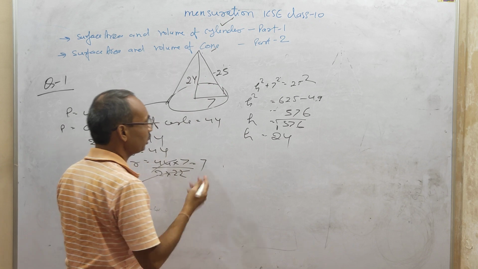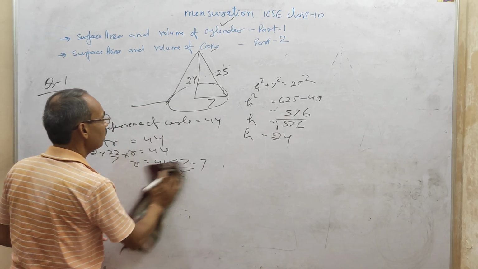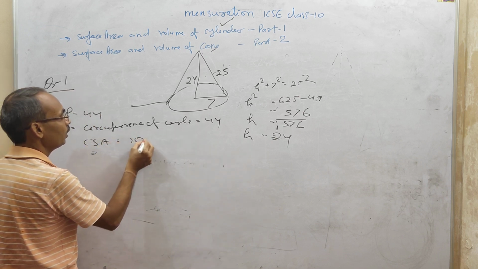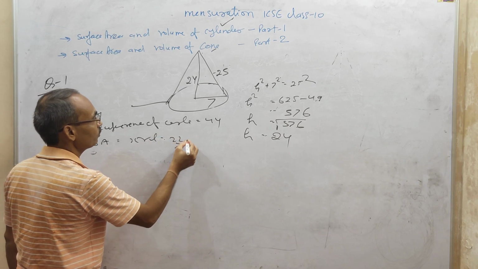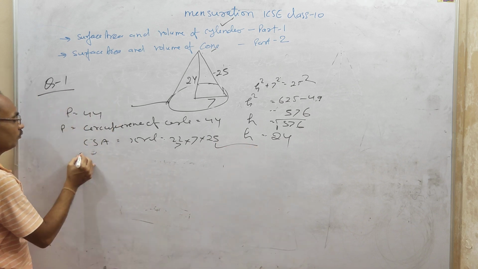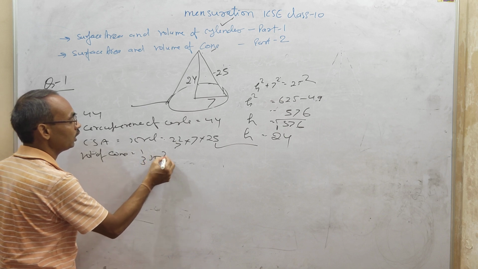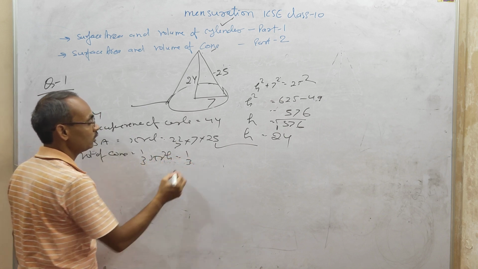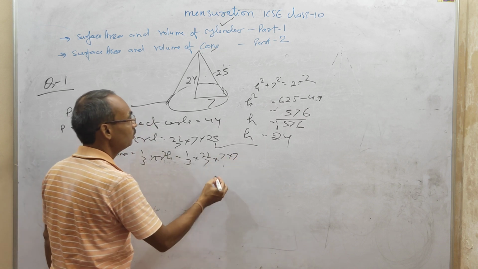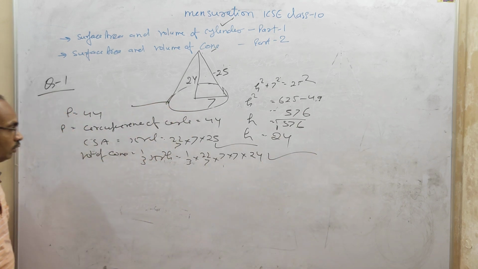Now you can easily calculate anything because everything is known. Now you can calculate the curved surface area. The curved surface area of the cone is pi r L, which is 22/7 into 7 into 25. And the volume of the cone is 1/3 pi r square h, which is 1/3 into 22/7 into r square into h, where h is equal to 24. Reduce it and you will get the answer.